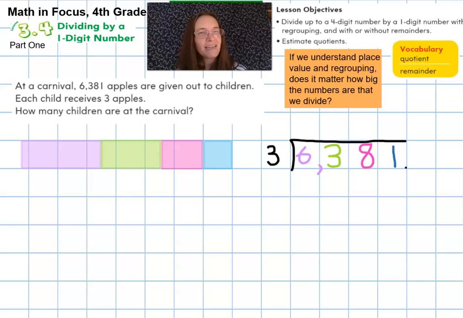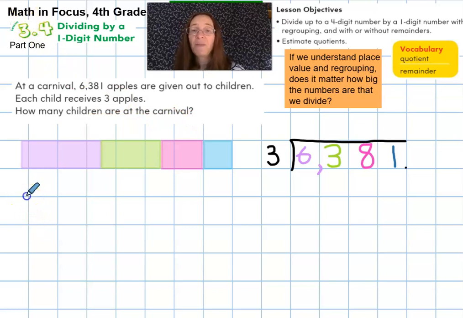It's tempting to think of division as only learning a series of steps, but instead I invite you to think about it as a synthesis of many important math ideas. So let's take a look at our first problem. At a carnival, 6,381 apples are given out to children. Each child receives 3 apples. How many children are at the carnival?